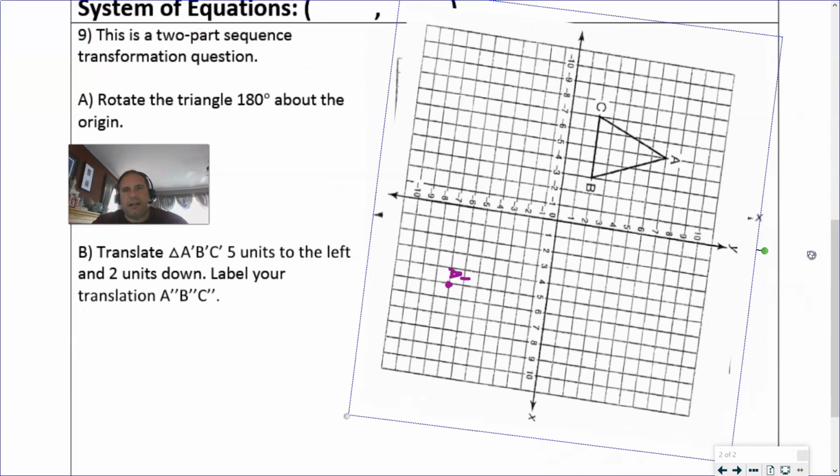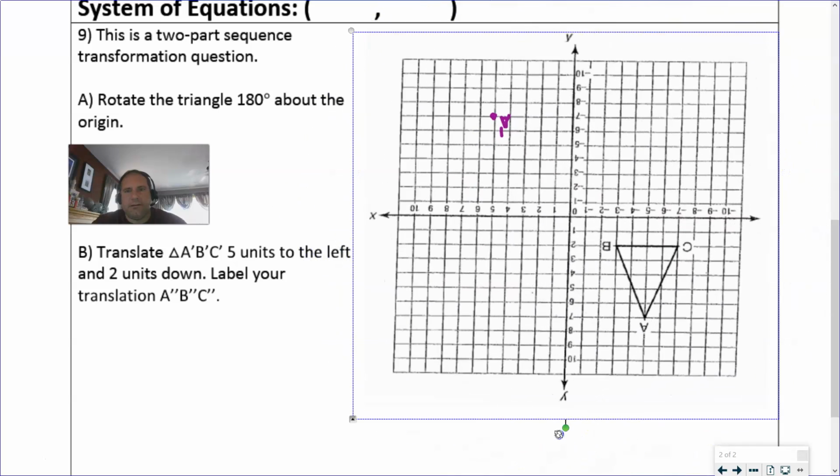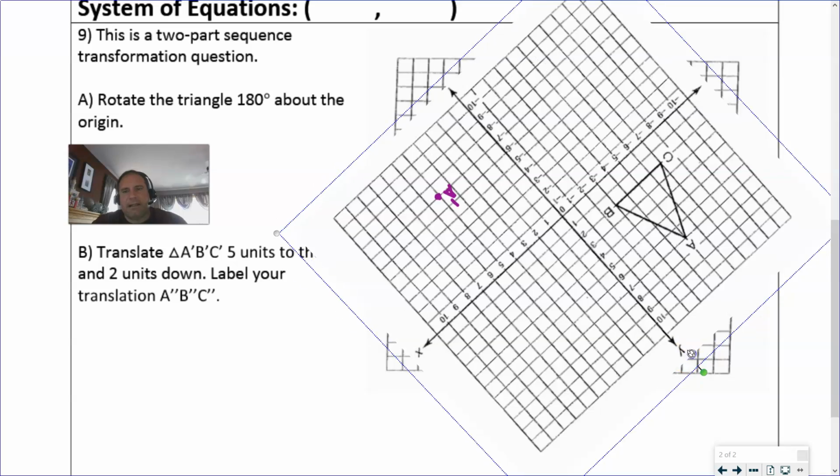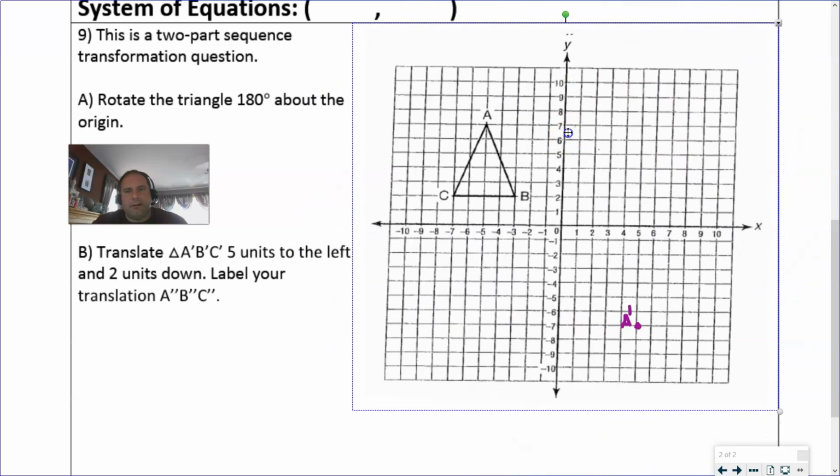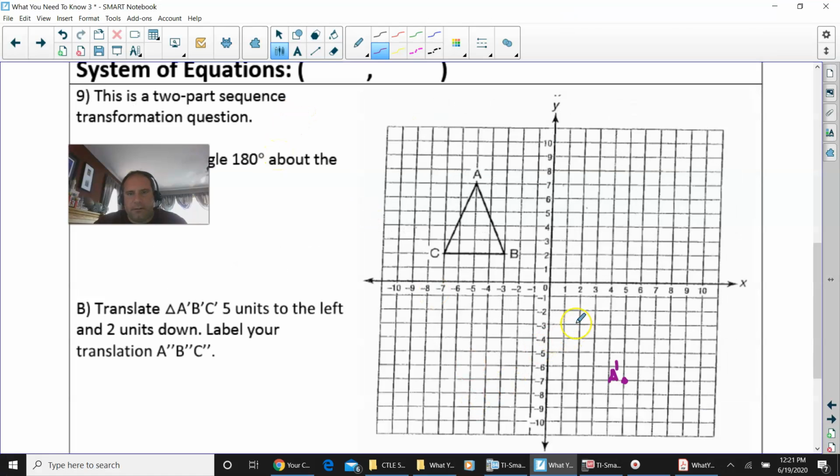And then it's time for my next. I'm going to rotate it again, right? Like this. It's 180 degrees. Now I'm going to go to B, 3 to the right and 2 down. And then I'm going to go back and go 3 to the right and 2 down. And that's my B prime.